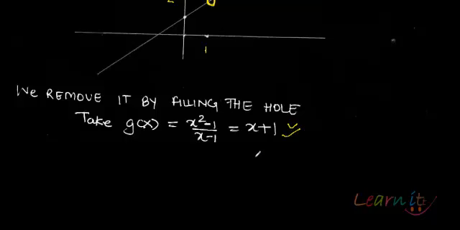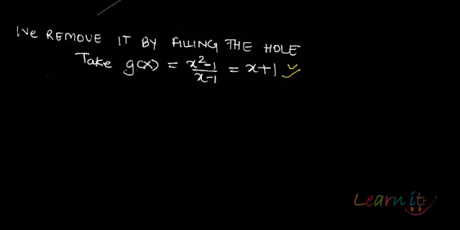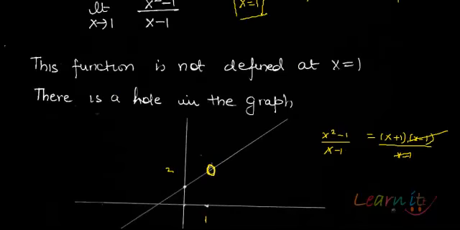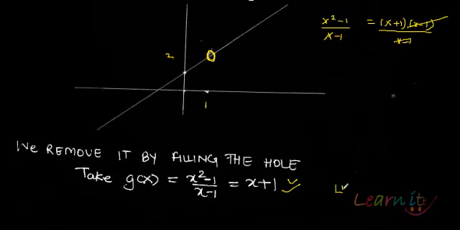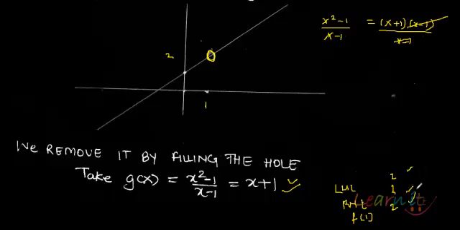So, we can take a new function, g(x) equals x plus 1, and that would be a continuous function. So, what we can do is we can just fill in the gap, and we can do away with the discontinuity. Because what will happen then from the left hand side, right hand side, and at 1, the limit will be 2. So, my function will be continuous at this point.